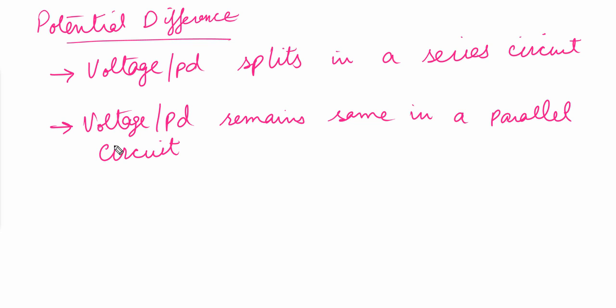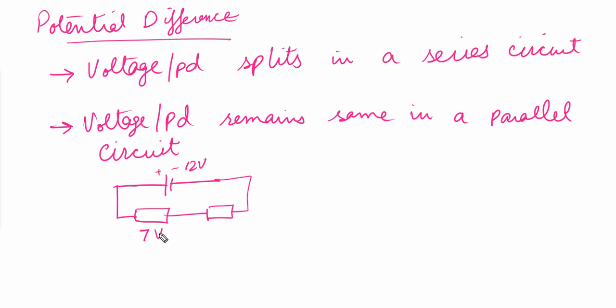So if we have a series circuit, this is the battery, and that is attached with two resistors attached in series. This is resistor 1 and this is resistor 2. Let's suppose the battery is producing 12 volts and 7 volts are being dropped across this resistor. Then the remaining 5 volts will be dropped across this resistor. So this is how the voltage is split between the resistors in series.